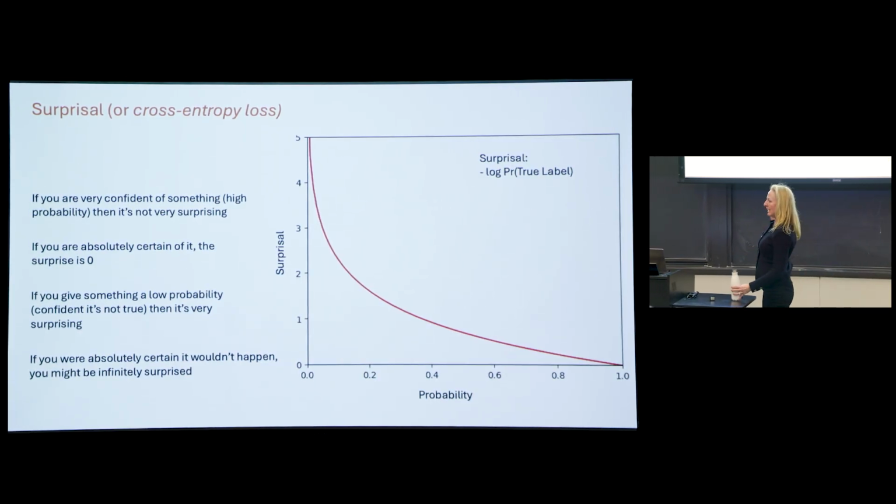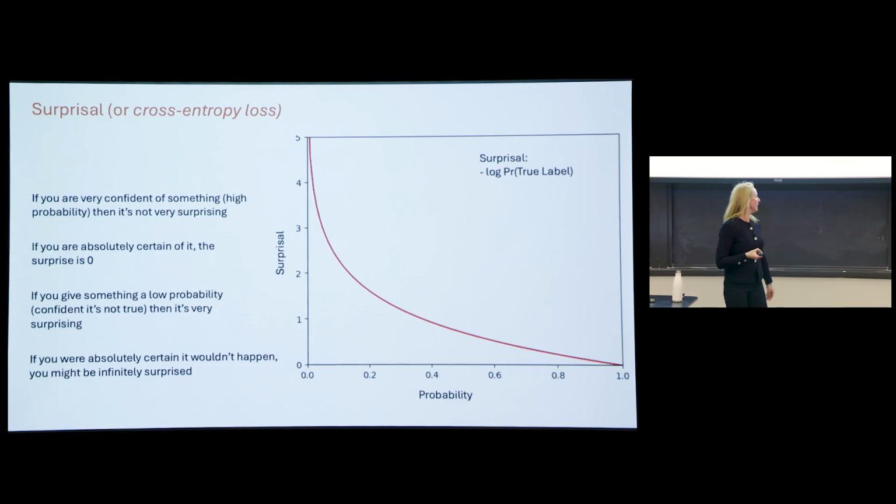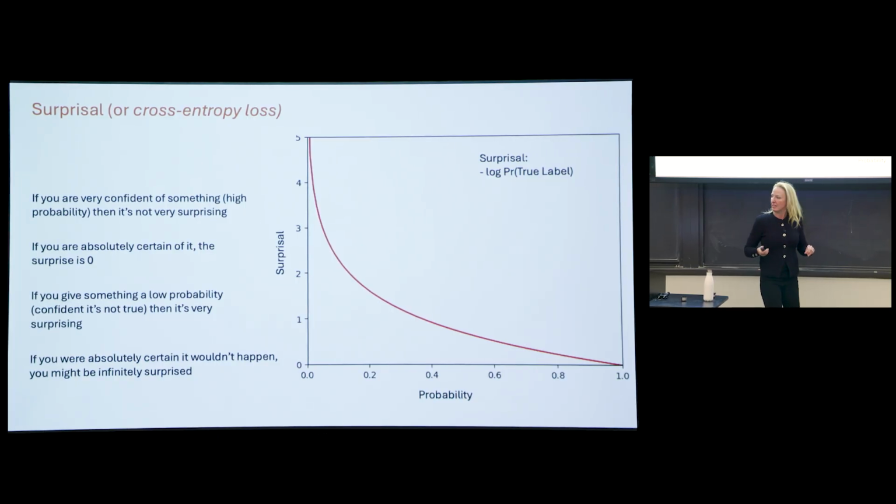So here's a function. All I need to know is the probability that was assigned to the true label, the probability that was assigned to this being a 9. If I give that a very high probability, I'm not at all surprised. If instead I think, no, this is definitely a 7, really low probability it's a 9, and then you tell me it's a 9, like what? I'm very surprised.